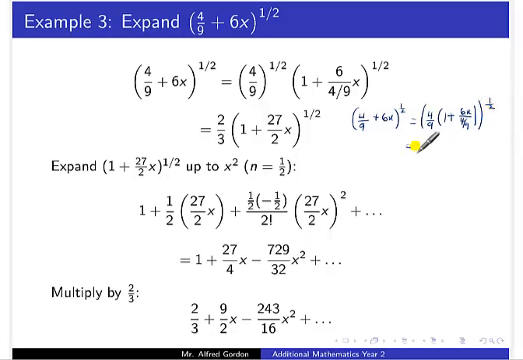Now this will give us 4 on 9 all to the power half, and then we have 1 plus, the whole of this simplifies to give us 27 on 2x, all to the power half. But we know that 4 to the power half gives us 2, and 9 to the power half gives us 3. And we have 1 plus 27 on 2x all to the power half. So all you do here is to expand this using the special case and multiply your results by 2 on 3. I'll pause this video here.